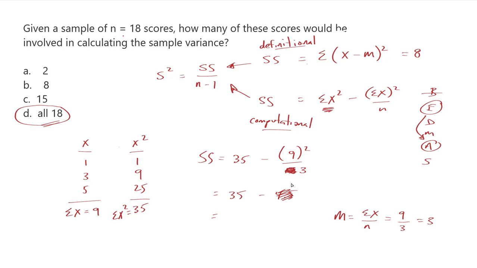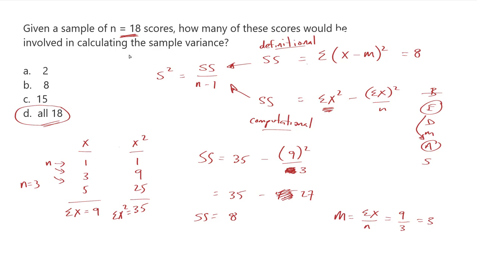So it's going to be 81 divided by 3. That's better. That's 27. Okay, so 35 minus 27. This gives me the right answer. That's 8. Okay, so I was getting a little bit confused there because I was thinking n equals 18, when in fact I've only got 3 scores in my example, so n equals 3.